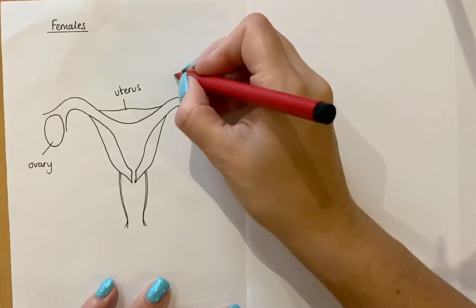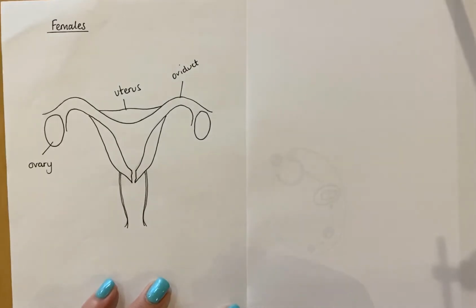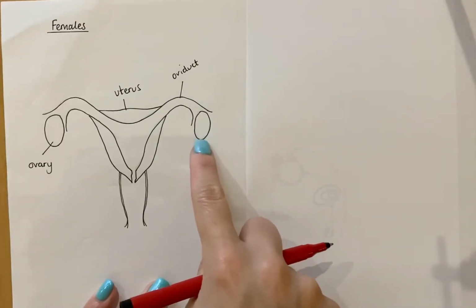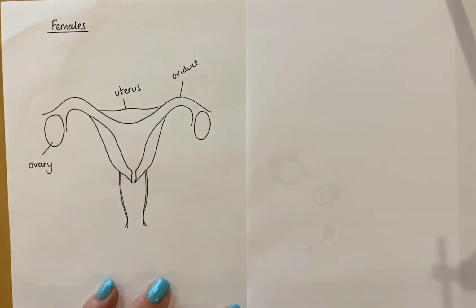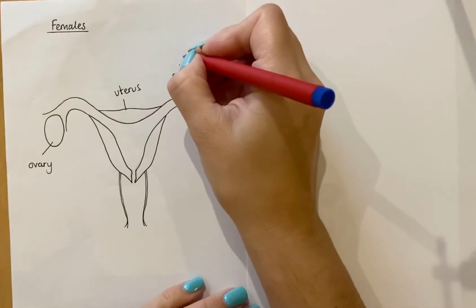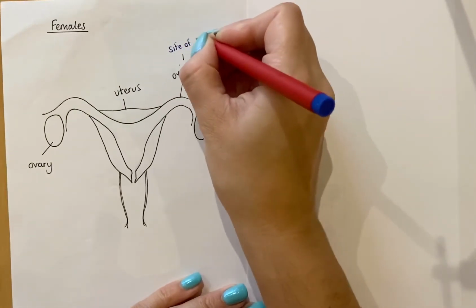This structure here is the oviduct, sometimes known as the fallopian tube, which will then allow the egg or the ovum to travel from the ovary down and along. Now the oviduct is also where sperm meets eggs, okay, and when a sperm meets an egg, fertilization occurs. So the oviduct is the site of fertilization.